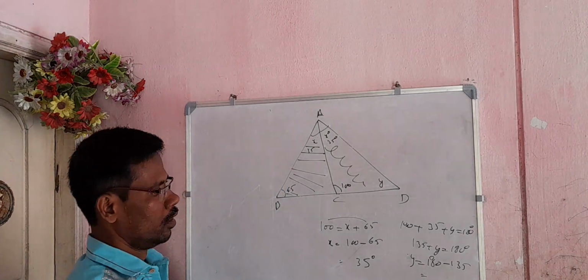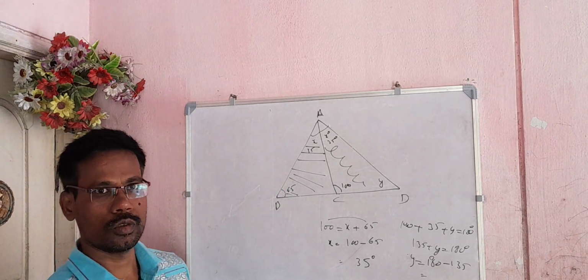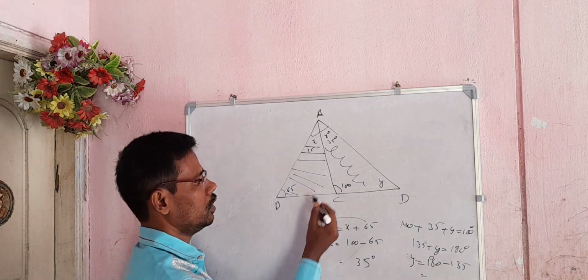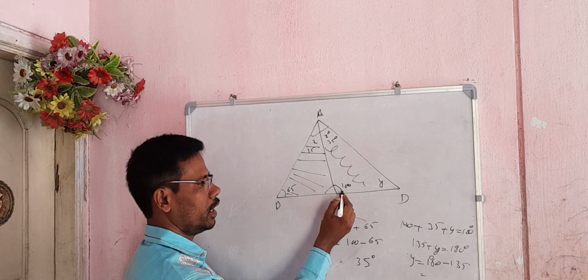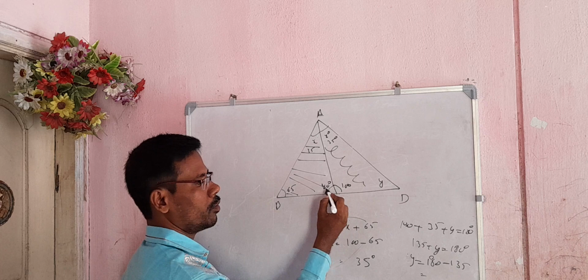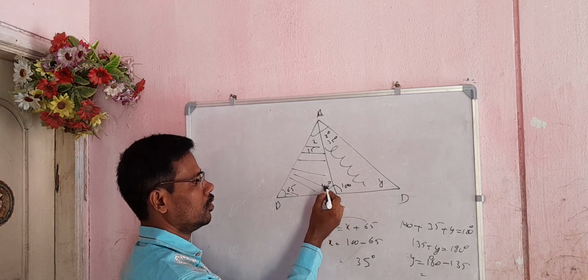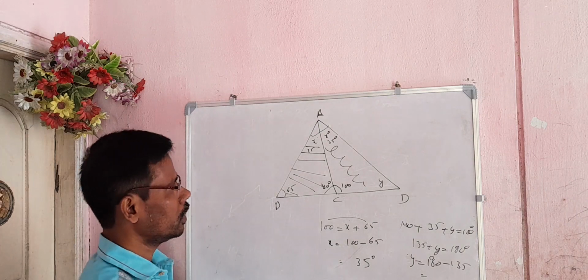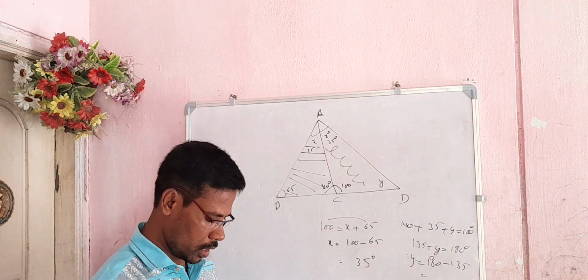So like this, you have to solve the problems. Or else you can do straight angle also. These two form 180, and so 100 gives 80 degrees. 100 plus 80 is 180 because straight angle. So 80 plus x is equal to this one. Like this also you can do. And in the same way you can find this one.